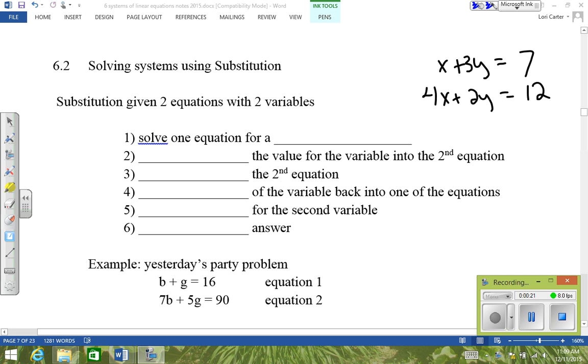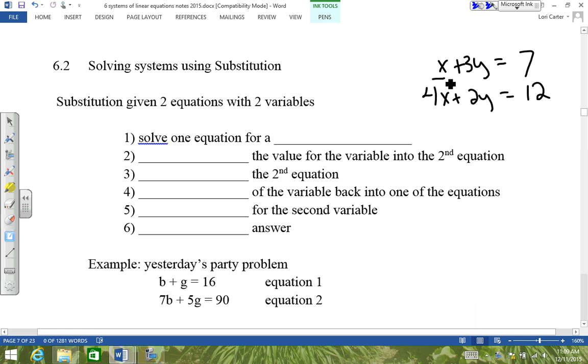So this one is the easiest, because if I solve for this y, I have to divide by 3. That gives me 7/3. We don't like fractions. Sometimes this one I could solve for, and it would probably get rid of them, but this one's still the easiest. Agreed? So I have to solve the top one for x. That's your first step. You solve one equation for a variable.